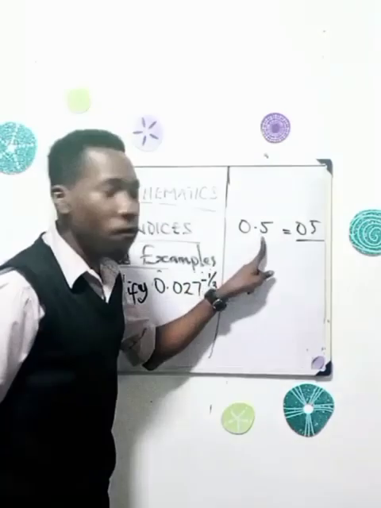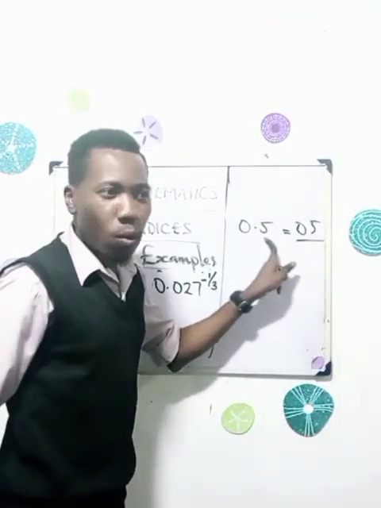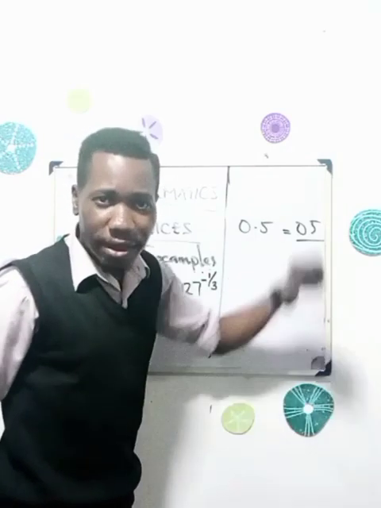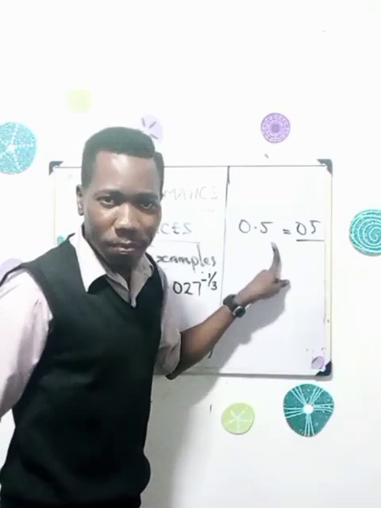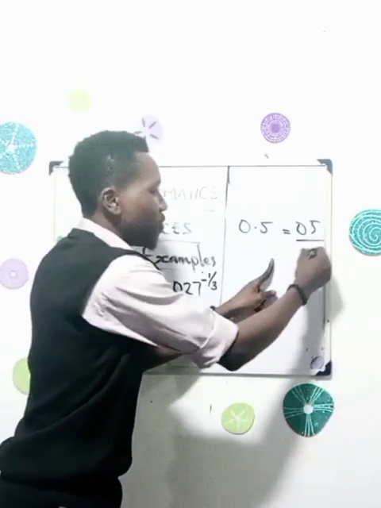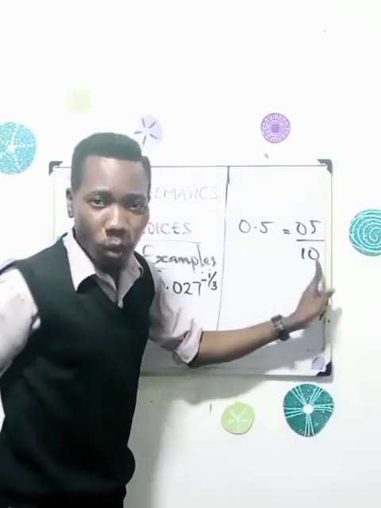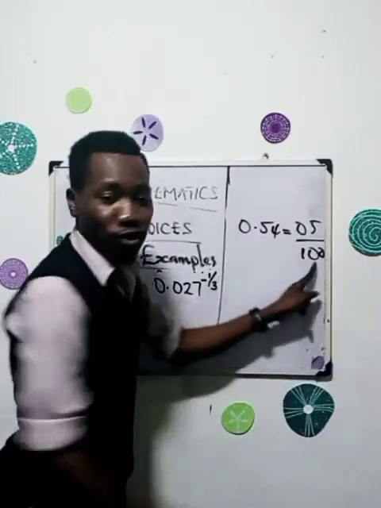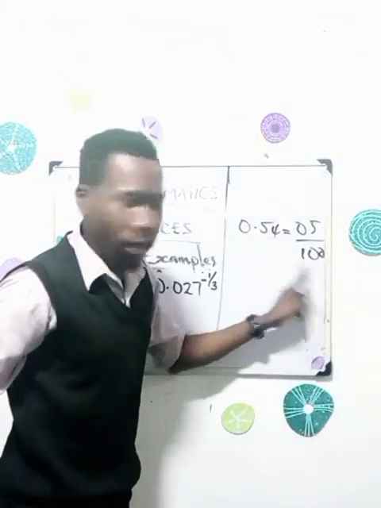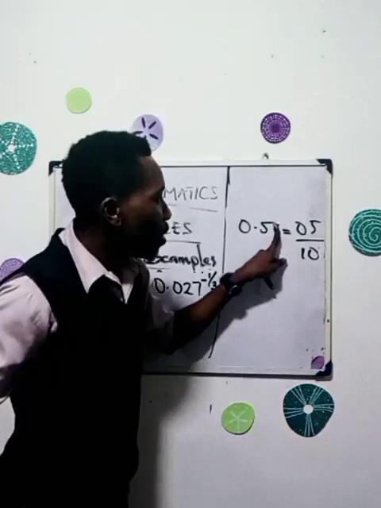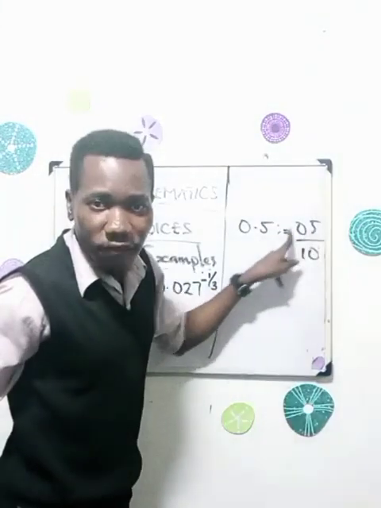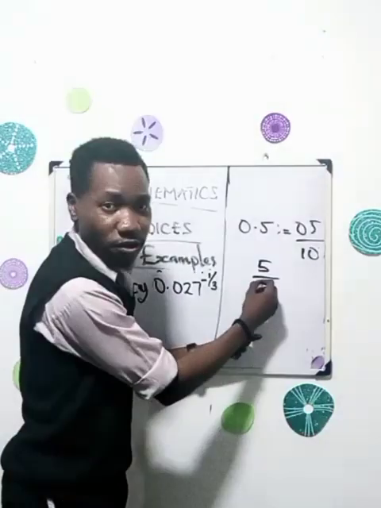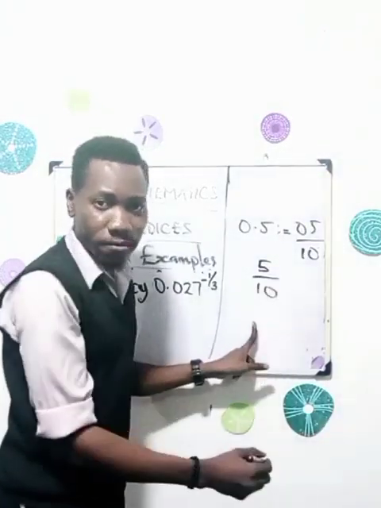So 5 over, how many decimal places do we have here? 1. Just one. That's how many numbers after the decimal point. That's what I mean by decimal places. So you're going to have 10 raised to the power 1, which is just 10. If this were to be 54, it's going to be over 100, 2 zeros, because you have 5 and 4. But we have just 5, and so it's going to be over 10. In fraction, 0.5 is expressed as 5 over 10.